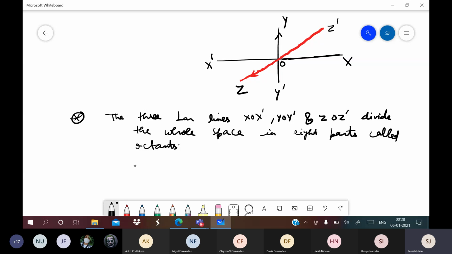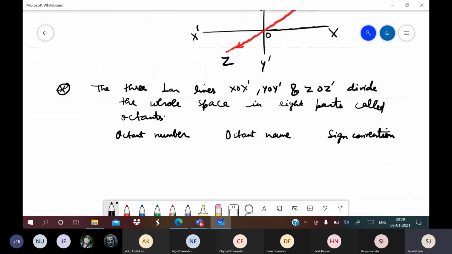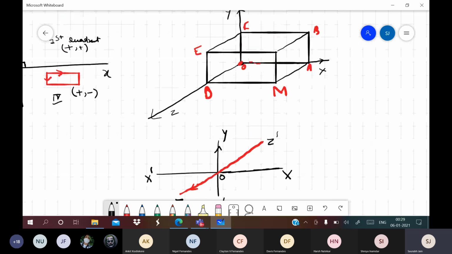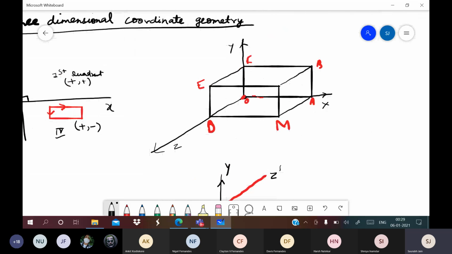It is very easy. I am going to write here the octant number, octant name, and obviously the sign convention, or sign scheme, of the points that you are going to write here. Now, before I write this octant number, octant name, everything, let us come back to this diagram.